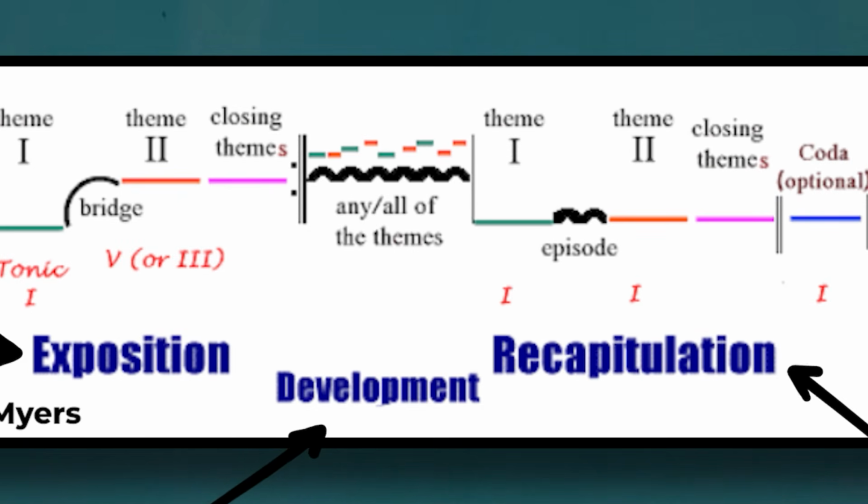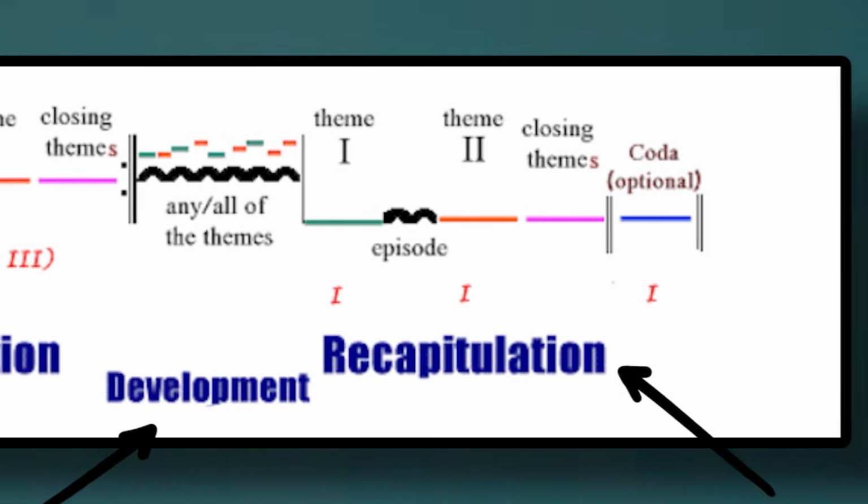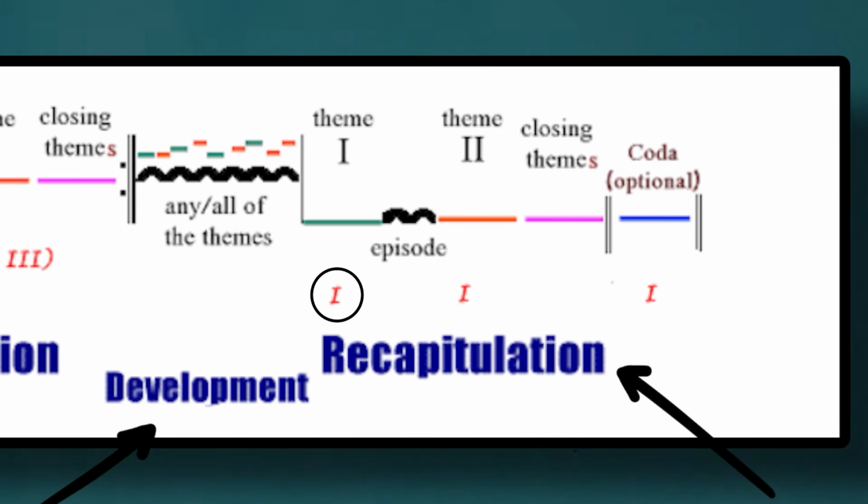Then we move to the development section, where many different keys and ideas are explored, before eventually moving back to the tonic with a large dominant chord that ends the section. The recap then starts with the same first theme from the exposition in the tonic, and then transitions to the second theme, which was originally in the dominant or another key, back to the tonic, giving a sense of relief to the tension that was built up in the exposition.